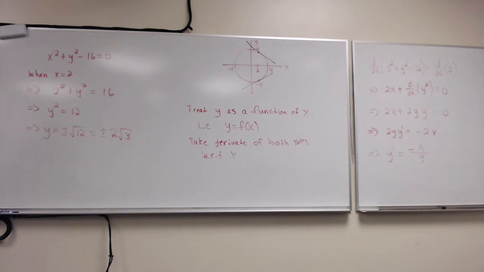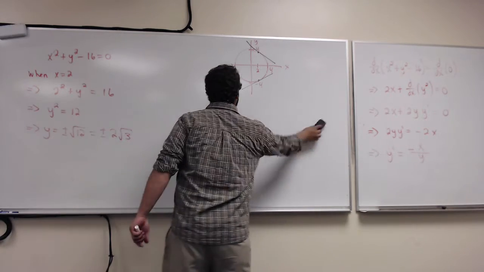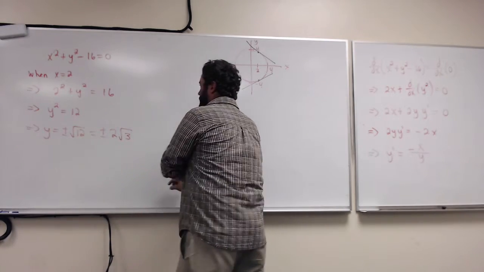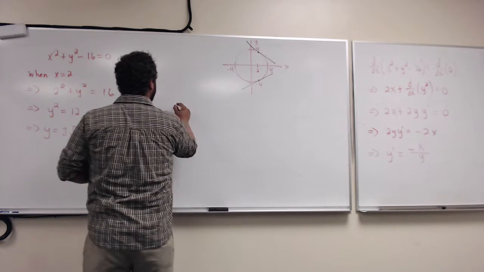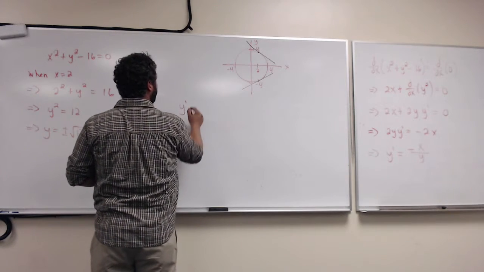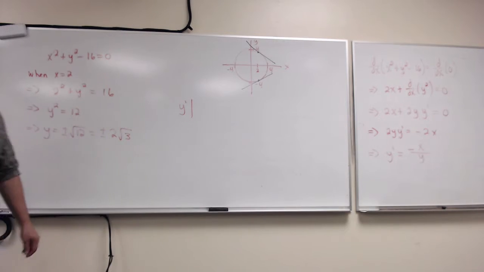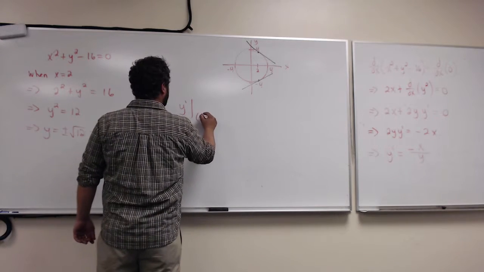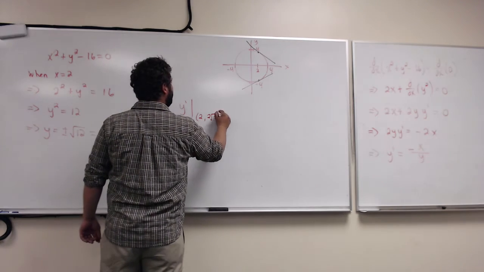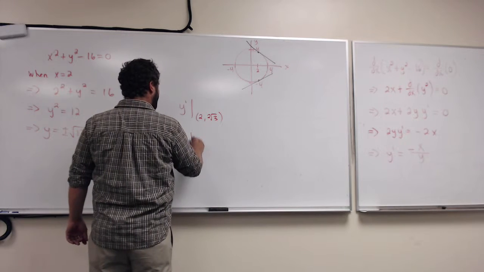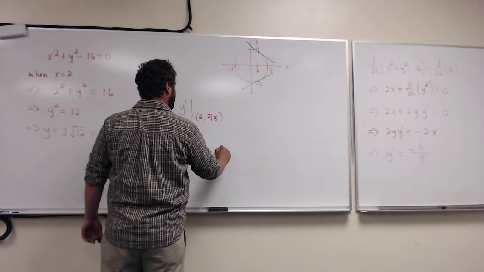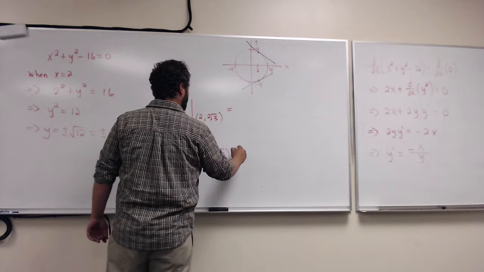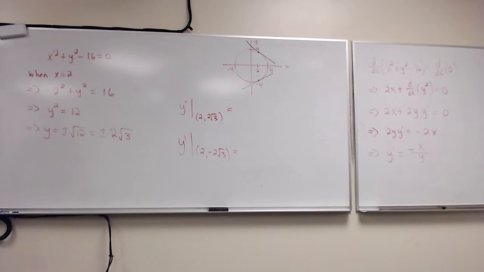Okay. And then now to find the slope of the tangent line part. So you're going to have to do two of them. So here's the notation you can use. You can do y prime. Does anyone remember me doing the bar notation for evaluating a derivative? And you're going to do this at the point 2 comma 2 root 3. And then we're going to find y prime at the point 2 comma minus 2 root 3. And those will be our two slopes of the tangent line.